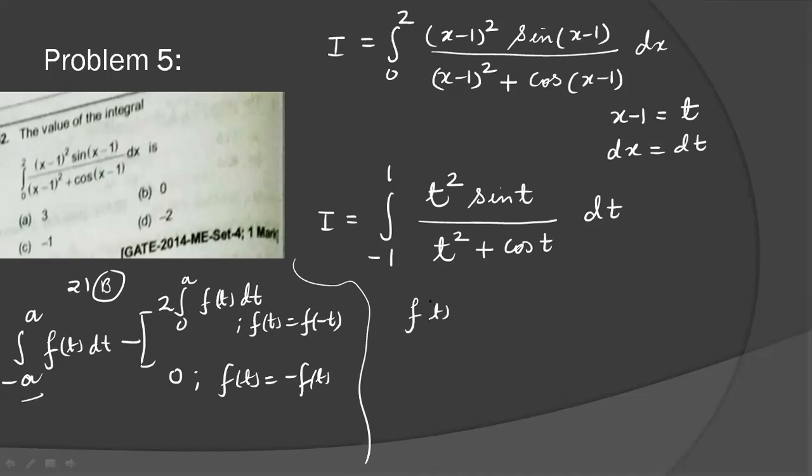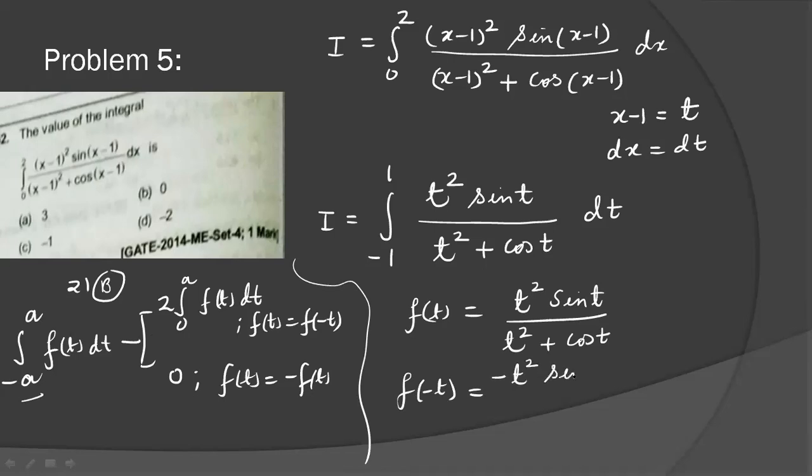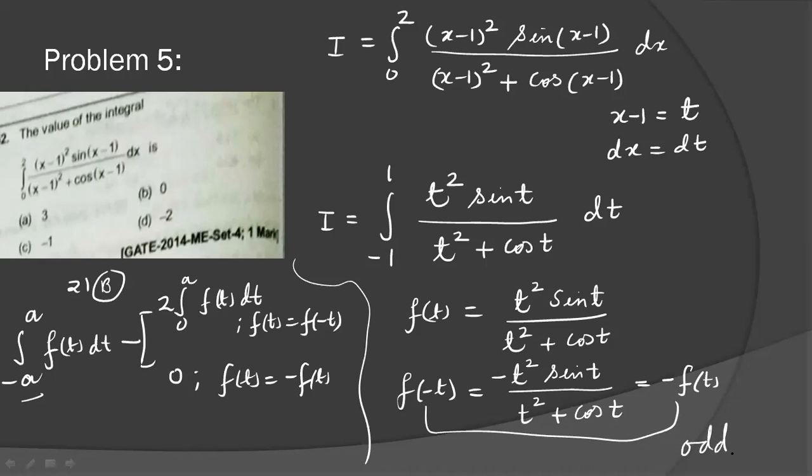So what is your f(t) here? f(t) is t square sine t over t square plus cos t. So check f of minus t. Sine minus theta is minus sine theta. The denominator t square is not going to change. Cos minus theta is cos theta, not going to change. So this is equal to minus f(t). It means the function is odd. When the function is odd, this integration is 0. There is no need to calculate it.